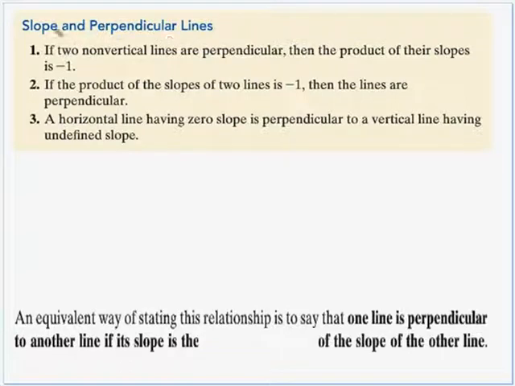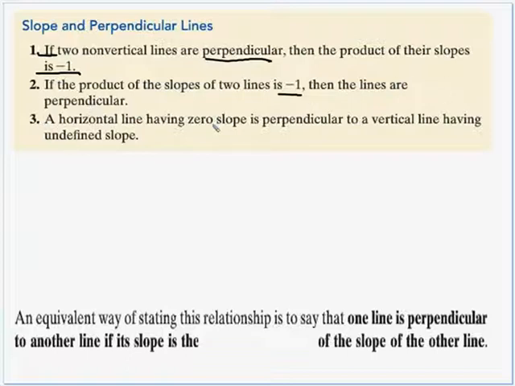So, slope and perpendicular lines. And we have our if-then statement. If the lines are perpendicular, then the product of their slopes is -1. Or on the other side, if the product of the slopes of two lines is -1, then the lines must be perpendicular.